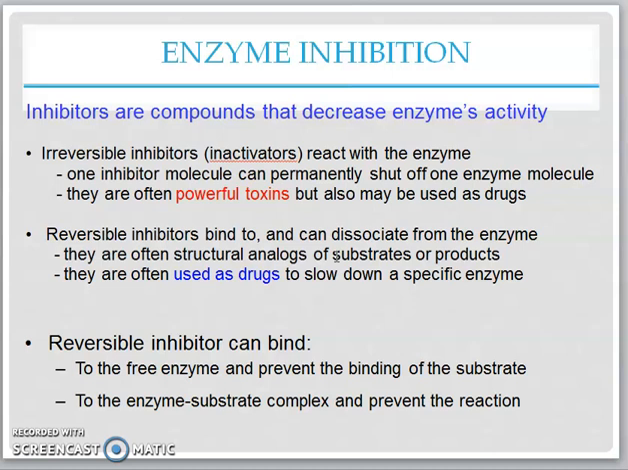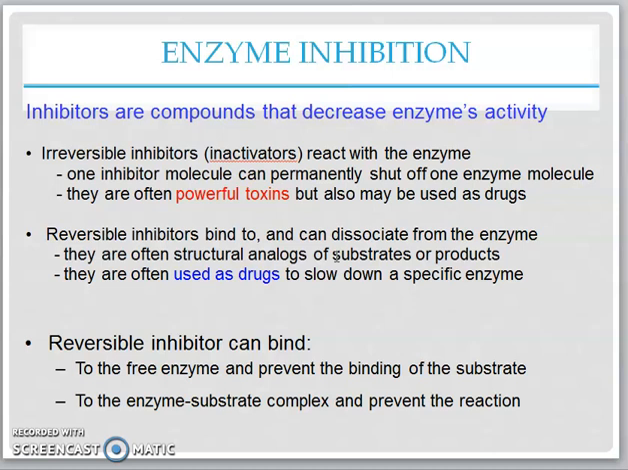This irreversible inhibitor and reversible inhibitor is different from the irreversible reaction and reversible reaction. This is irreversible for the inhibitor, not for the reaction. We are referring to the inhibitor. The irreversible inhibitor, which is known as an inactivator, reacts with the enzyme, in which one inhibitor molecule can permanently shut off one enzyme molecule, and they are often a powerful toxin, but may also be used as a drug.